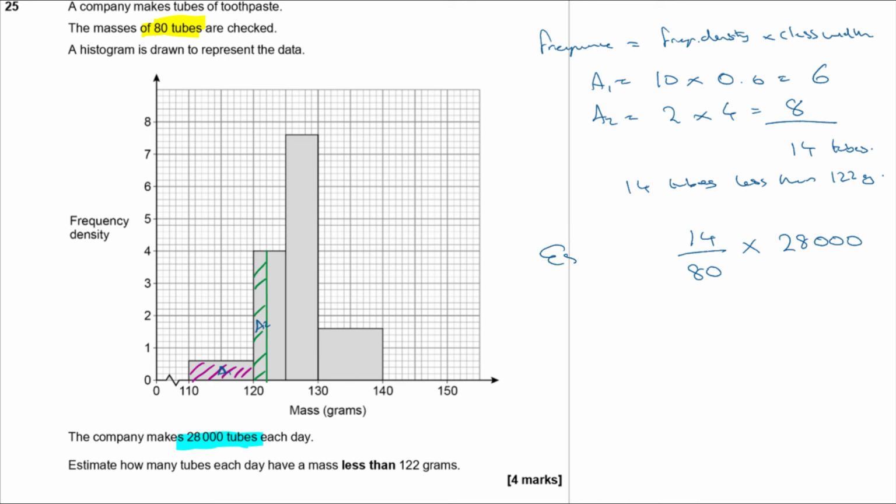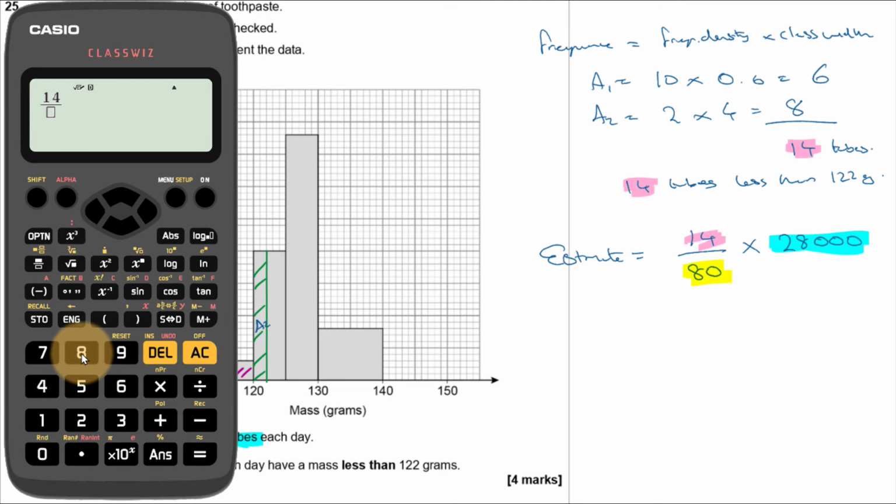So my estimate is going to be my fraction, 14 over 80, the 14 I found here divided by the total number of tubes that they gave me, times the total number of tubes made in one day. So what's that? That's 14 divided by 80 times 28,000, and that comes out to be 4,900. So I'm estimating 4,900 tubes are going to be underweight.